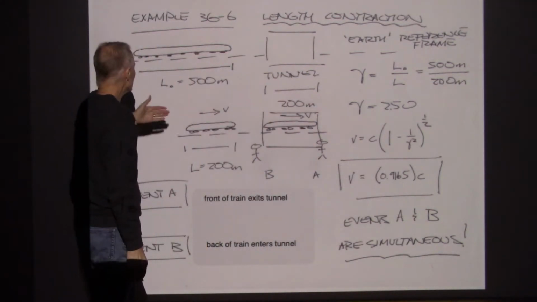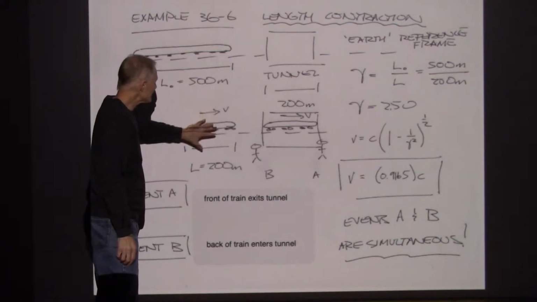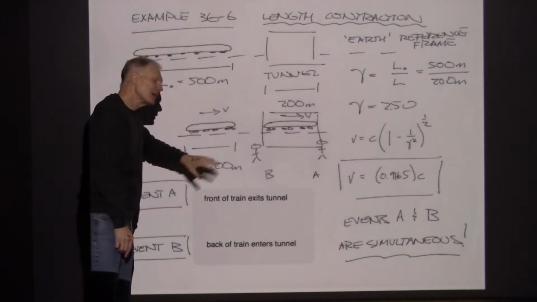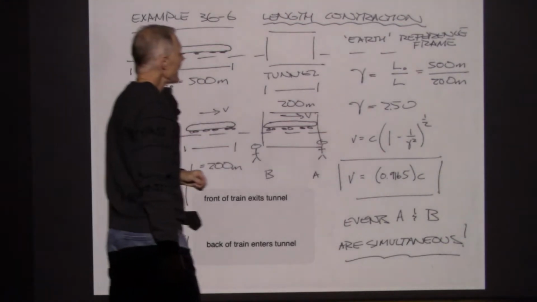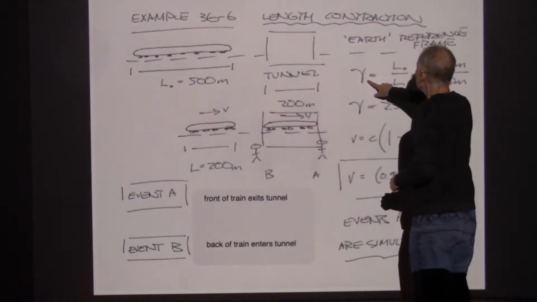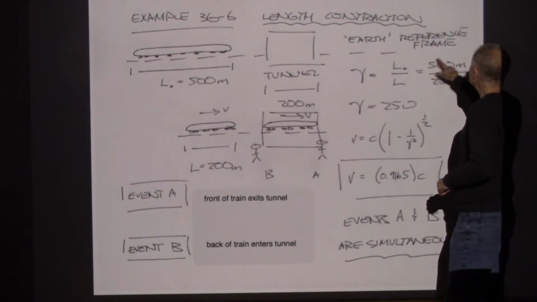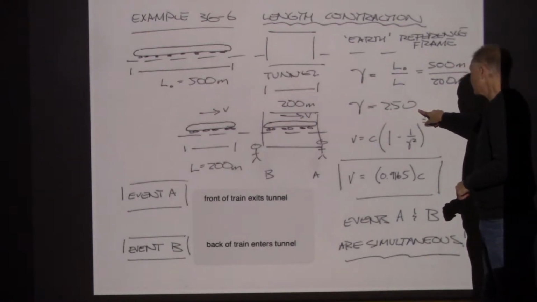But wait, let's have the train go really, really fast. We'll have it go so fast that it length contracts from 500 down to 200 meters, and then it's going to fit inside the tunnel, no problem. So let's see how fast that would be. Using the length contraction formula, that would be L naught over L, 500 over 200. I just need a gamma factor of 2.5.